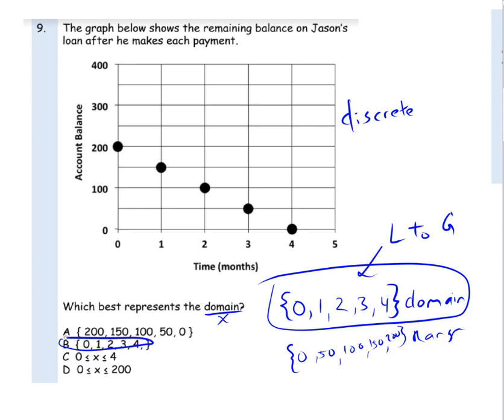Don't get tricked and think it's C. Remember, you can't have x values that are anything from 0 to 4, because anything from 0 to 4 would include like a point here and here and here, and those points don't exist because it's discrete data. So once again, B is my final answer.